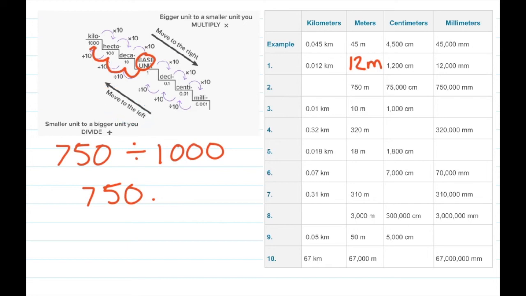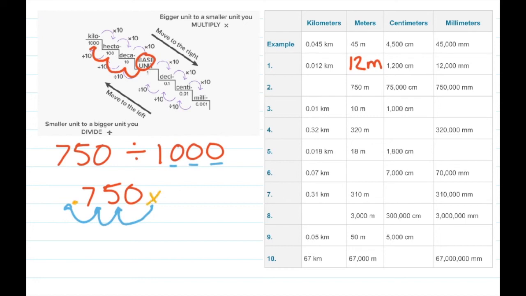That means you can move your decimal point 3 times to the left. Why 3 times? I have 3 steps going to the left. Or you can count the zeros that you have. You have 3 zeros, so you move your decimal 3 times. 1, 2, and 3 times. Now your decimal point is going to be right here. This one is no longer there.